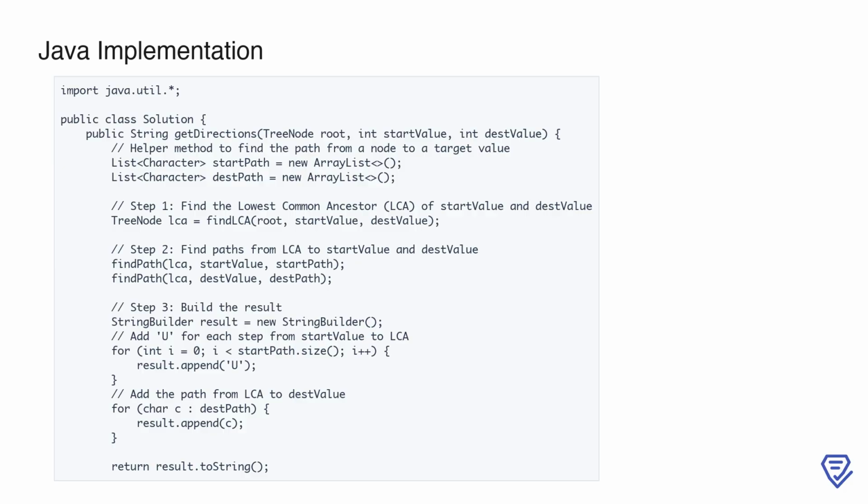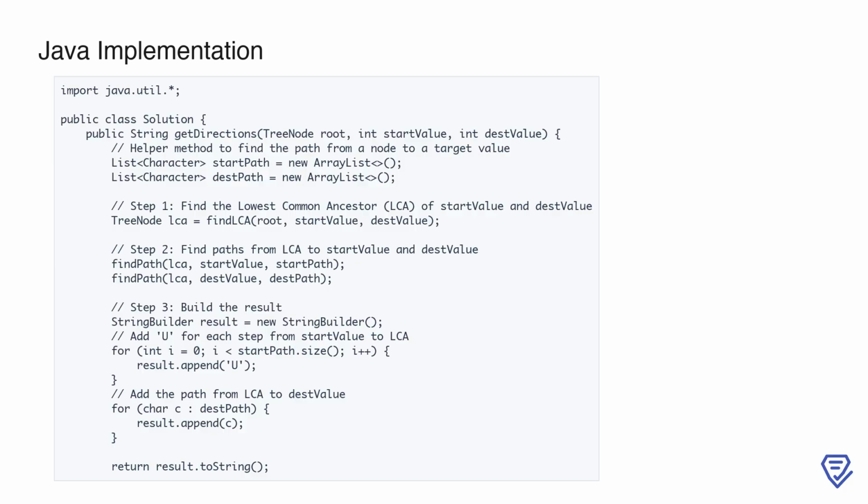Here, we begin by defining the method getDirections, which is responsible for finding the step-by-step path between two nodes in a binary tree. The method takes three arguments: the root of the tree, the starting node value, and the destination node value. First, we declare two lists, start path and dest path, which will store the directions from the lowest common ancestor, or LCA, to the start and destination nodes, respectively.